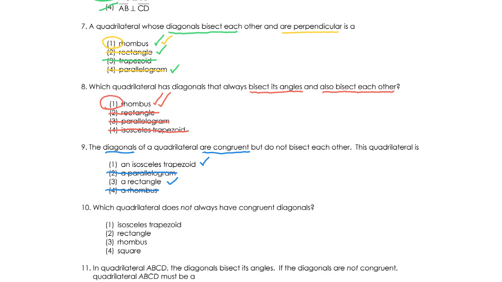And the second property is that they do not bisect each other. In a rectangle, they do bisect each other. The diagonals cut each other in half, okay? But they're looking for do not bisect each other. So we're going to stick with our isosceles trapezoid, which has diagonals that are equal, but they do not get cut in half.